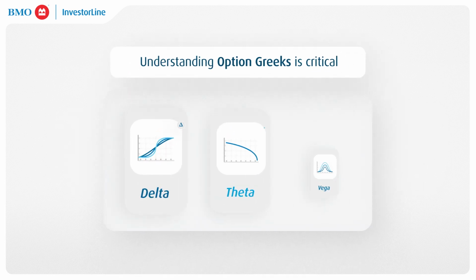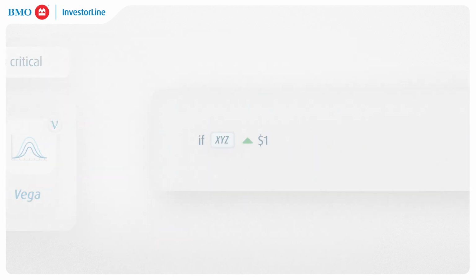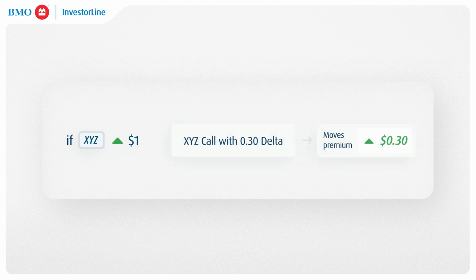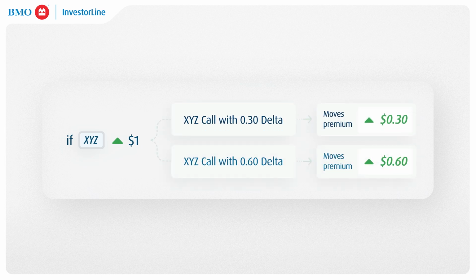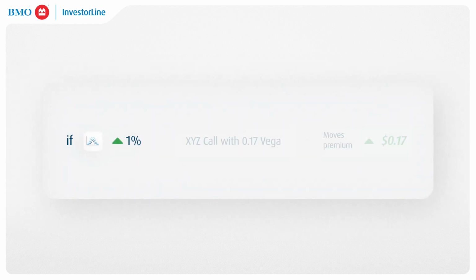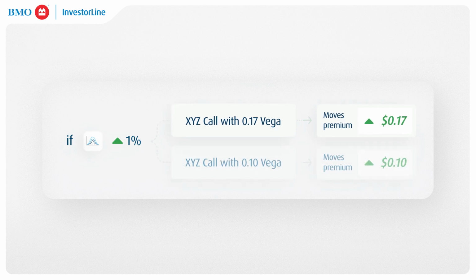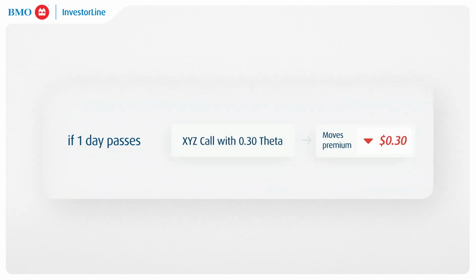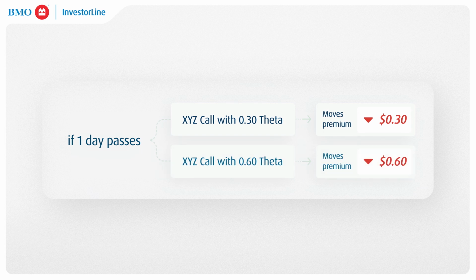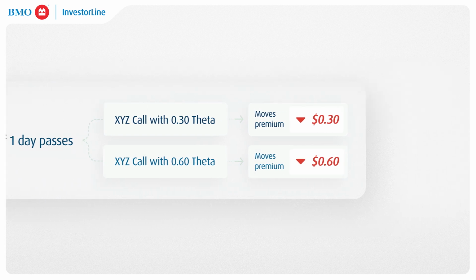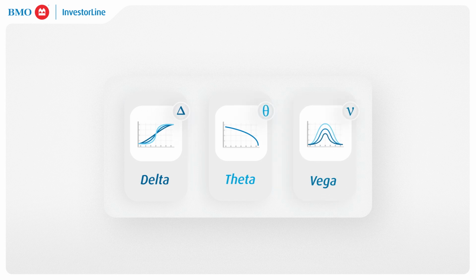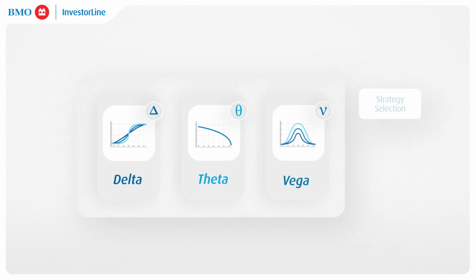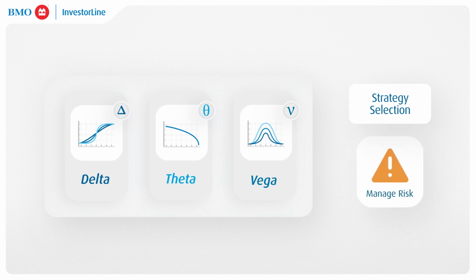Additionally, understanding options Greeks is critical to trading these advanced strategies. Delta is the theoretical estimate of how much an option's value may change given a $1 move up or down in the underlying security. Vega measures the amount of increase or decrease in an option premium based on a 1% change in implied volatility. Theta represents, in theory, how much an option's premium may decay each day, with all other factors remaining the same. For trading volatility, understanding the relationship between delta, theta, and vega will not only help with strategy selection, but also help you manage risk.